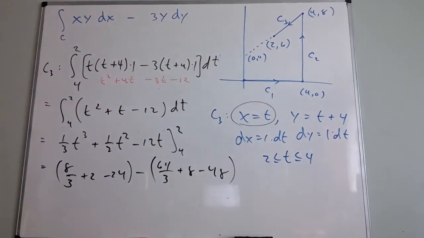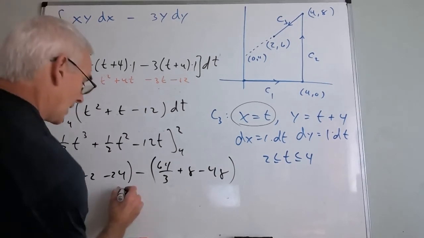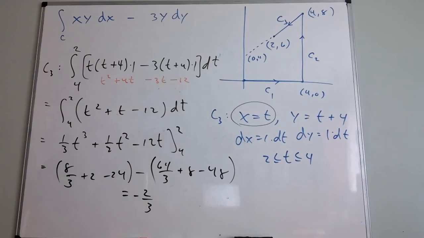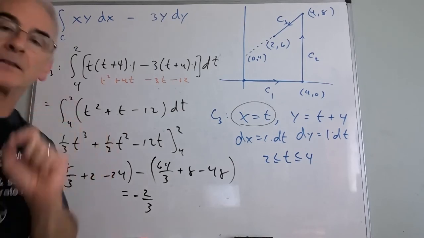Now I'm going to be lazy and use my calculator this time. So I've got 8 thirds. I tend to have less faith in the calculator answer. Interesting. I got negative 2 thirds. Okay. Yep, that looks right.